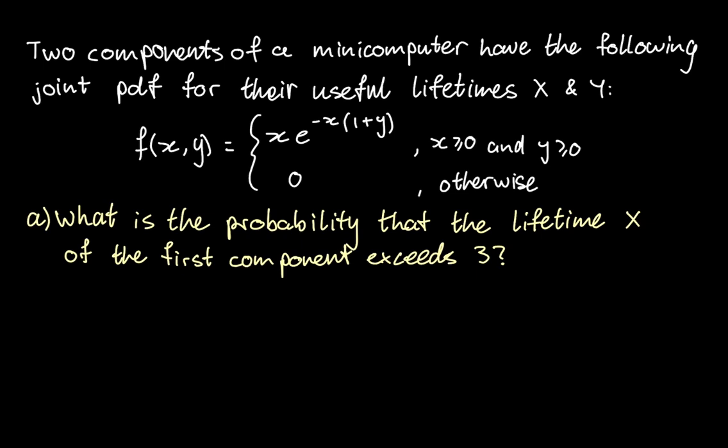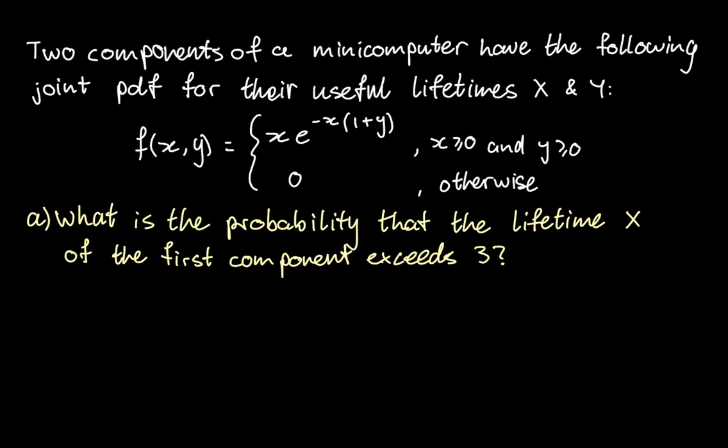method. Okay, so the setup of the question: 2 components of a mini computer have the following joint probability density function for their useful lifetimes x and y. f of x and y, that's the joint PDF, is equal to x e to the negative x times 1 plus y when both x and y are non-negative and 0 otherwise. And then we have the question: what is the probability that the lifetime x of the first component exceeds 3?